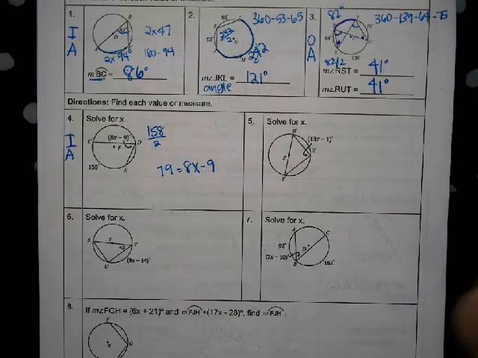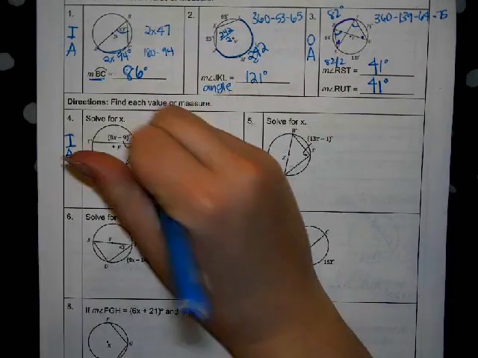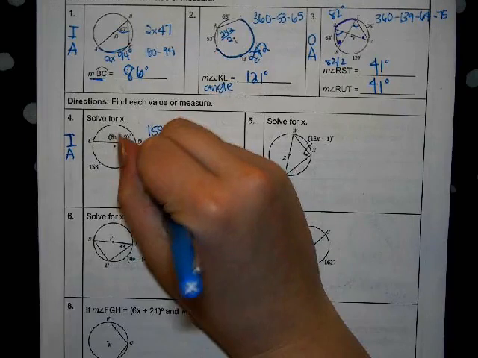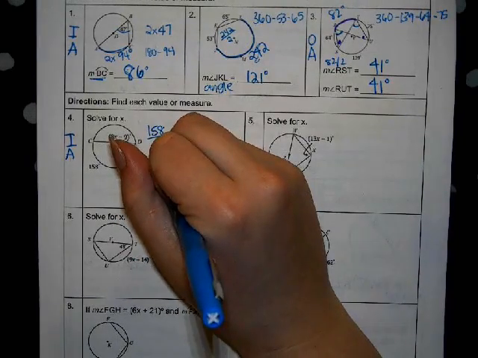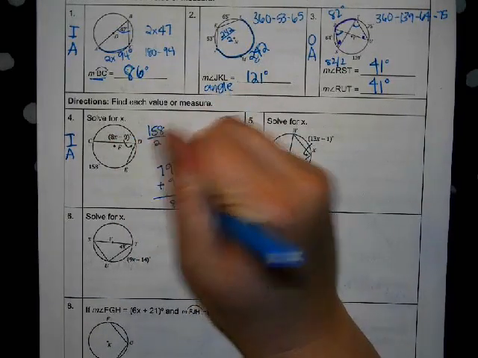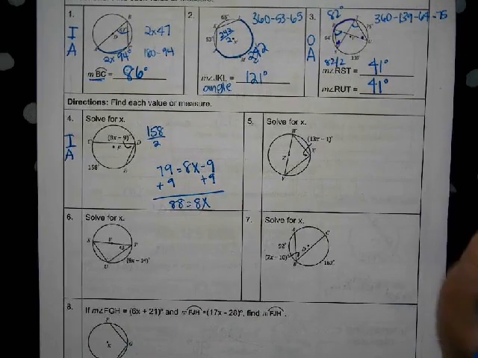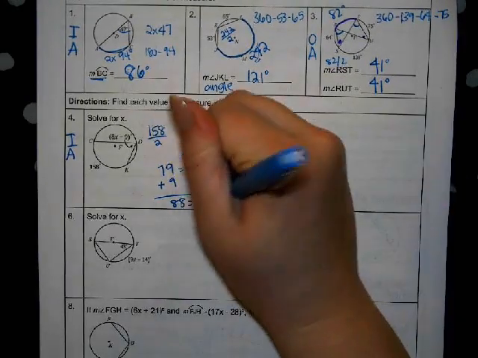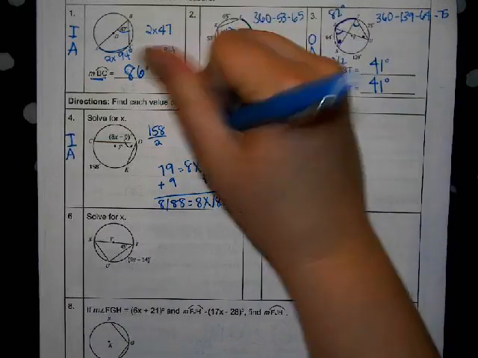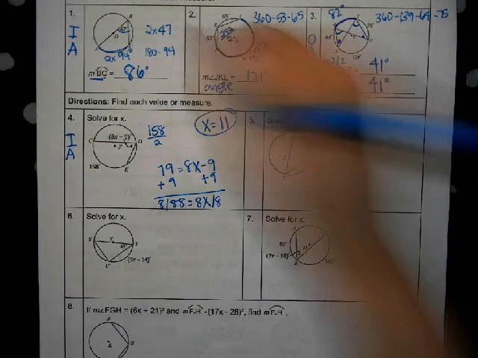Now I can solve for x by adding 9 to both sides. That gives me 88 is equal to 8x. When I divide both sides by 8, that gives me x is 11.